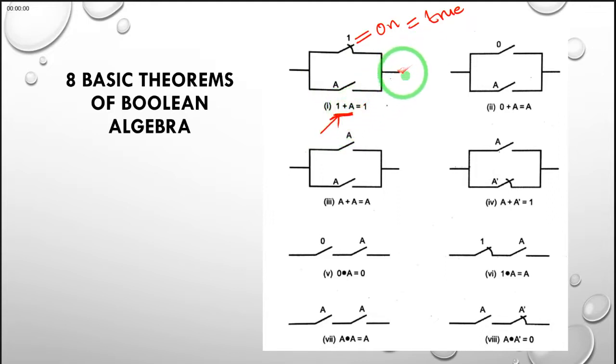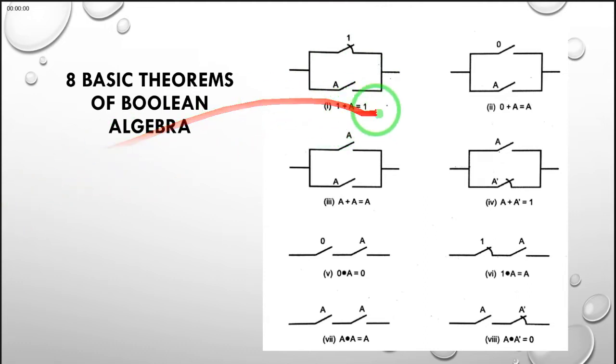then the output here will always be a 1, meaning that this 1 means that the switch will always be closed no matter whether A is on or off. That is one of the 8 basic theorems of Boolean algebra, and you'll find it quite useful.